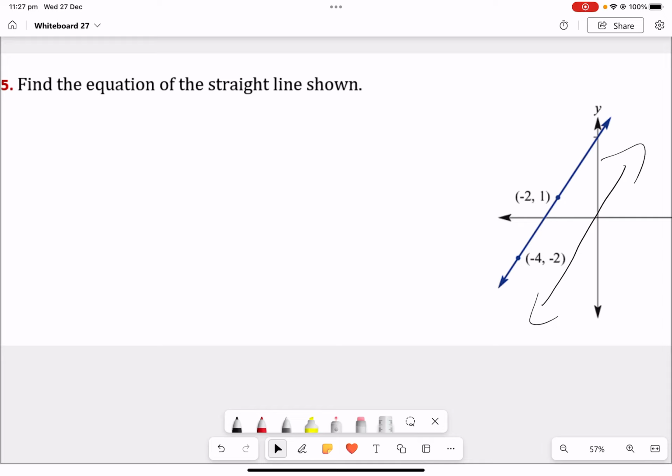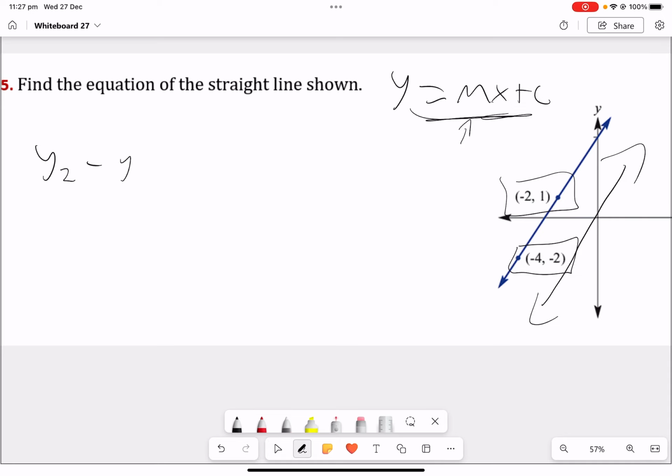The first thing I would like you to do is just write out the general equation that you want to use. I always like using y equals mx plus c. So I'm going to try to make my equation look something like this. And I know I have two pairs of coordinates, so I'll try to find m first, which is the gradient. How would I do that? I would use the gradient formula, which is y2 minus y1 over x2 minus x1. I'll use this because I have two pairs of coordinates.